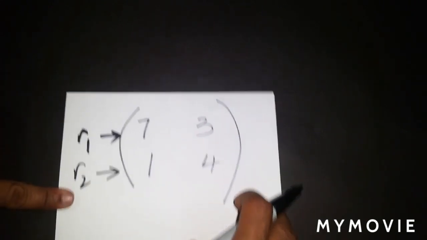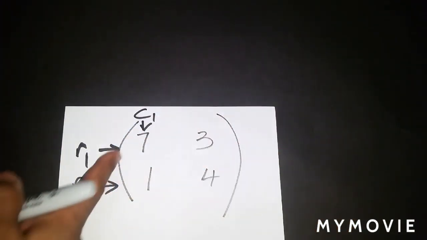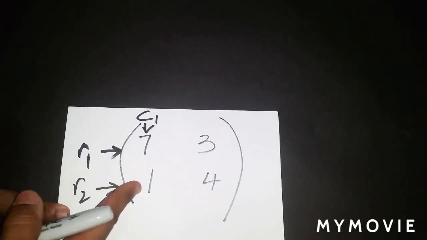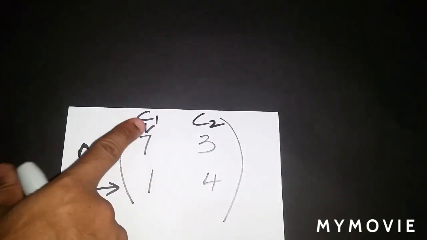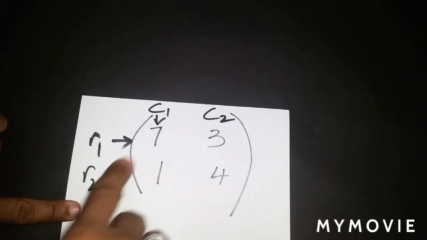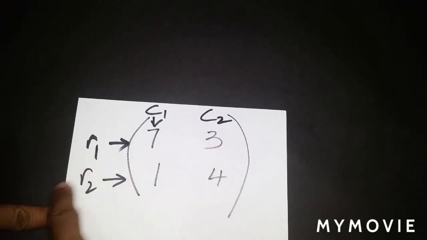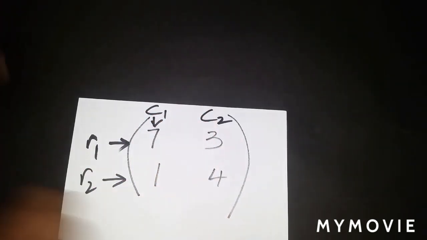Now let's talk about columns. Now this would be the first column. So the elements in the first column would be 7 and 1. And the elements in the second column, C for column of course, would be 3 and 4. So this matrix here has 2 rows and 2 columns.